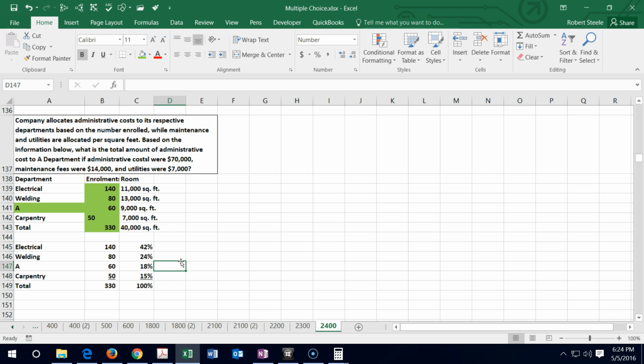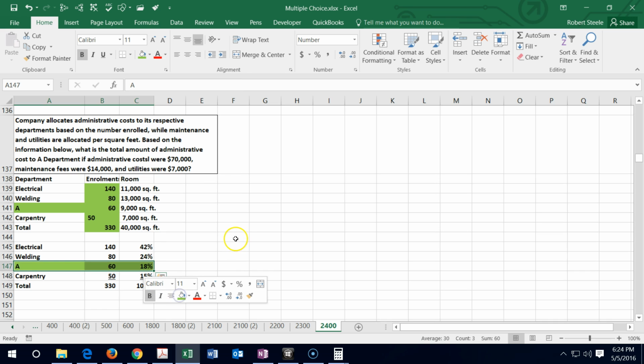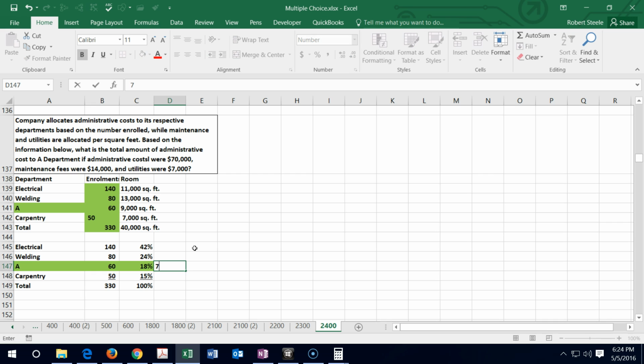So now we just need to take Department A, the one we're concerned with here, multiplied times our 70,000, the amount that we want to allocate out. So we can take the 18% times the 70,000, and that will give us the 12,727. Now, you could check that all the way across.